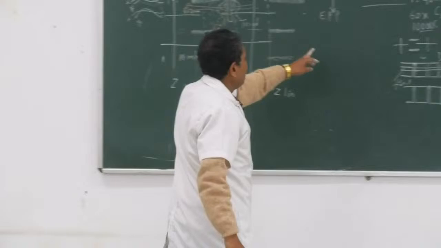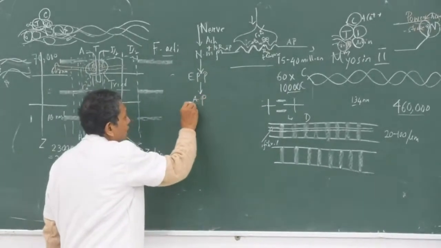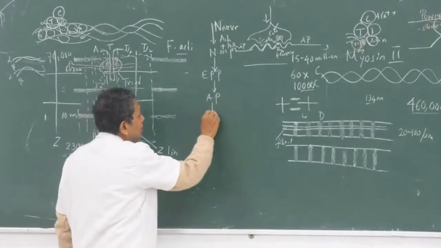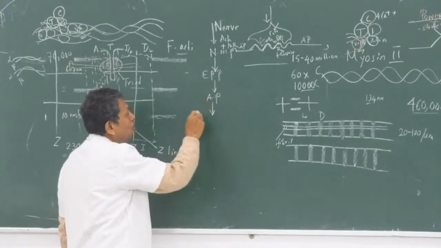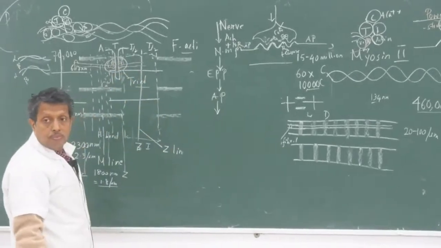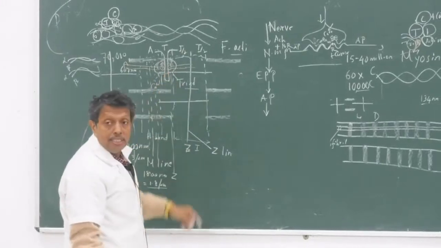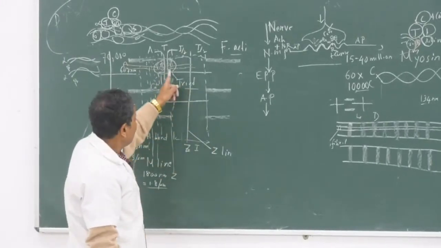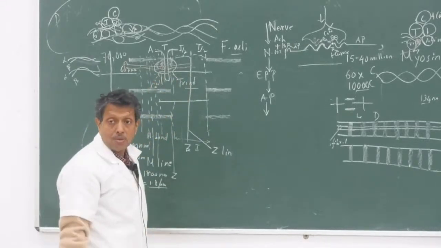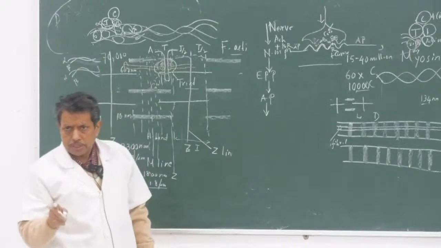Now this end-plate potential always reaches the action potential, and it will propagate. And then calcium ion will be liberated from the terminal cisternae. Here there are dihydropyridine receptors in the T tubules and ryanodine receptors in the sarcoplasmic reticulum. The dihydropyridine receptor is a calcium channel.